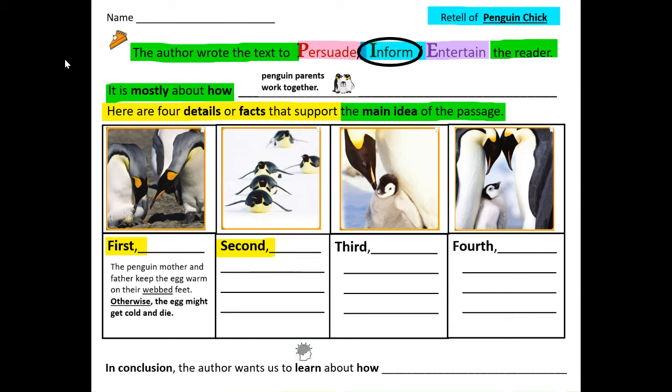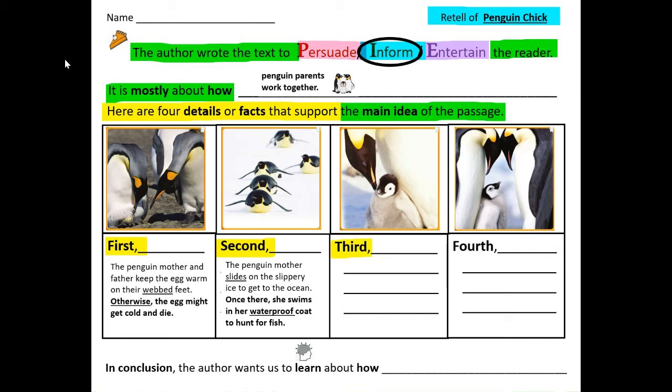Second, what's a second important detail? The penguin mother slides. Well, the penguin mother slides on the slippery ice to get to the ocean. Once there, she swims in her waterproof coat to hunt for fish. And she's doing that not only for herself, but to get food for her baby chick.